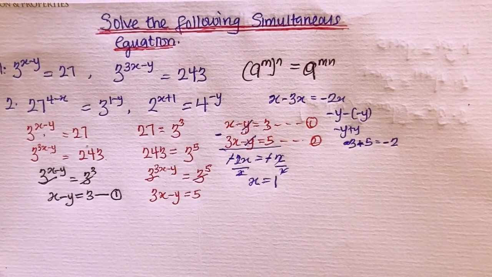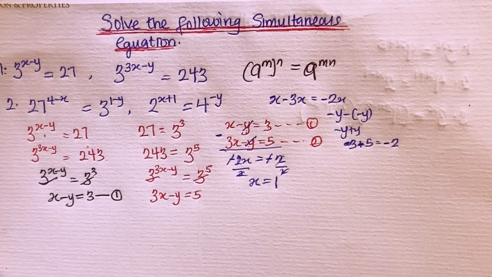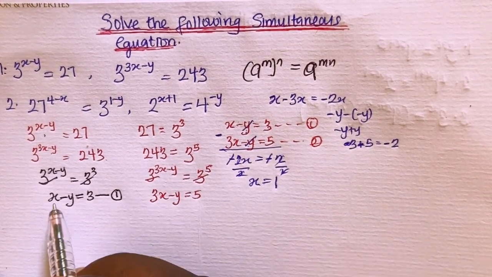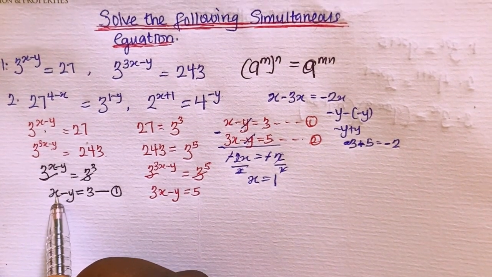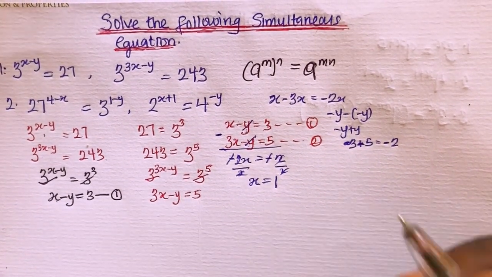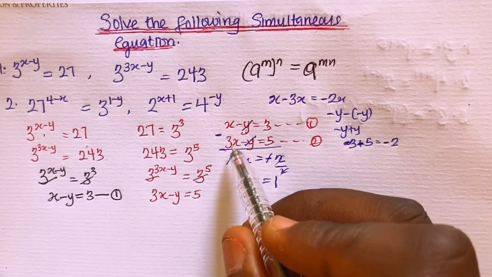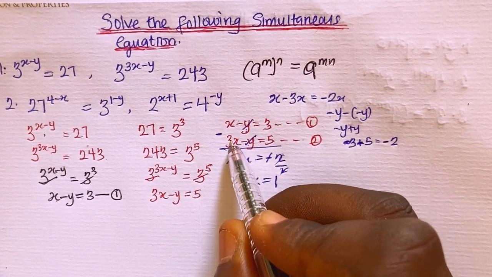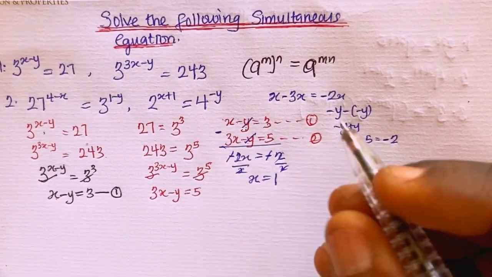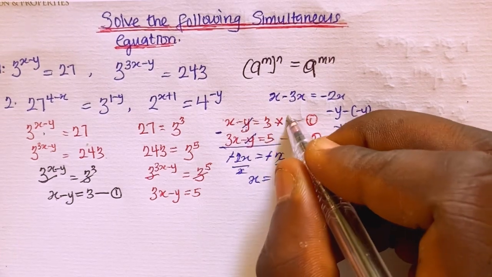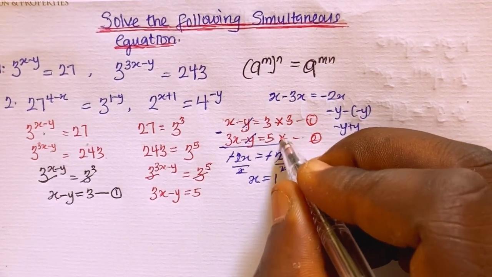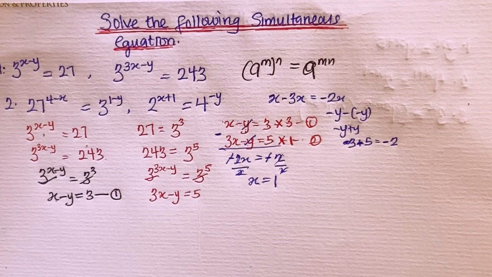After getting the value of x, which equals 1, I can just go ahead and substitute the value of x here and I'll get the answer. But let me think of what to do. Since the coefficient of x here is 1 and the coefficient of x here is 3, let's multiply this one by 3 and multiply the other by 1.